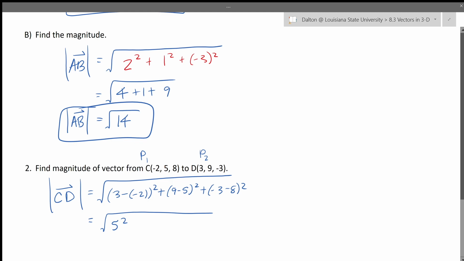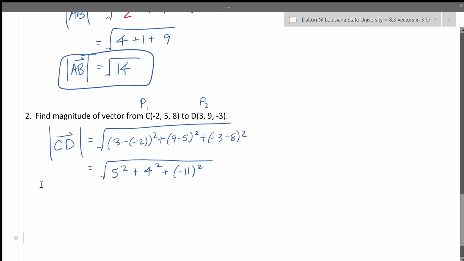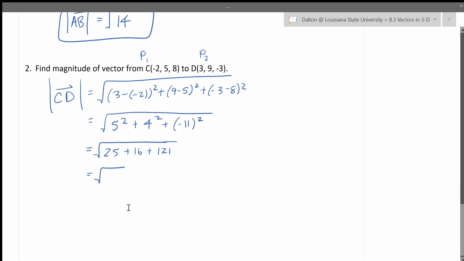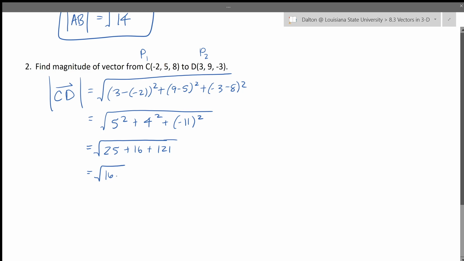5 squared plus 4 squared plus -3 minus 8 is -11 in parentheses squared. If you drop those parentheses, you're going to get the wrong answer. And then just keep simplifying. This will be the square root of 5 squared is 25, plus 16, plus 121, which is equal to the square root of 162.